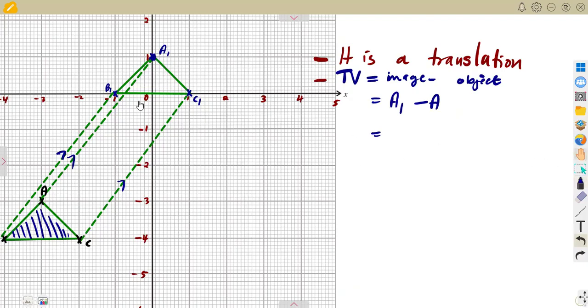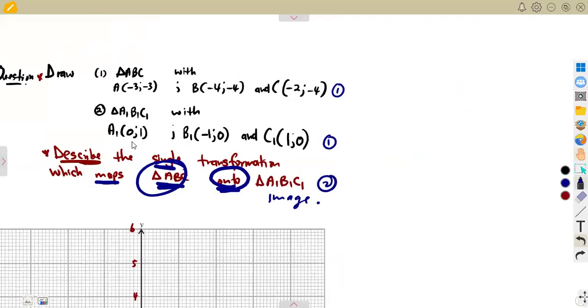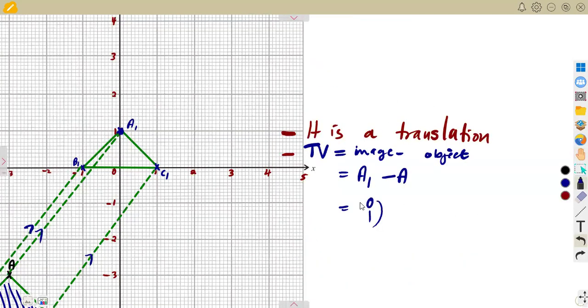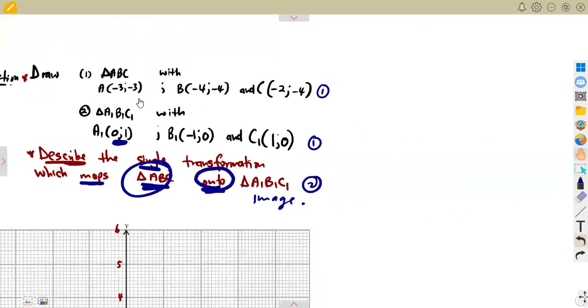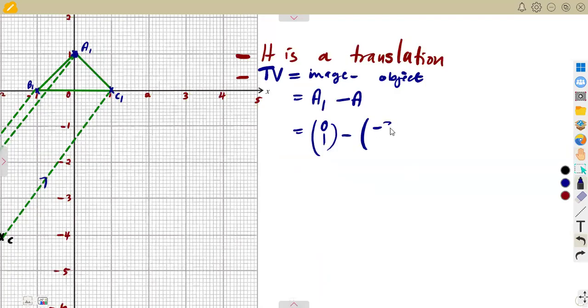If you are confused about these coordinates, go back to these points here. A1, the point there, that's 0, 1. But you just have to write it as a column vector. So that's 0, 1 like this, minus the point A also as a column vector. The point A is given as minus 3, minus 3. So you take the corresponding points. They must be corresponding. So by subtracting this, 0 minus minus 3, that's a positive 3. 1 minus minus 3, that's a positive 4.